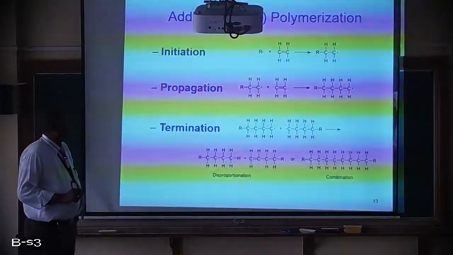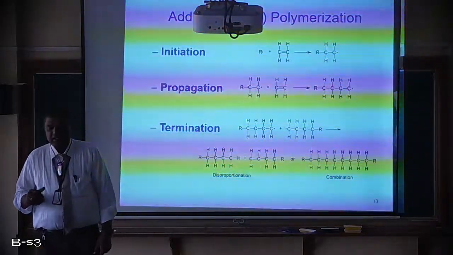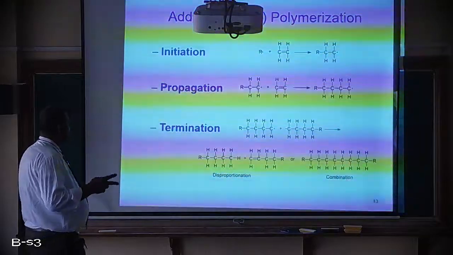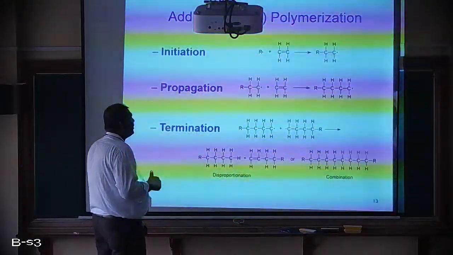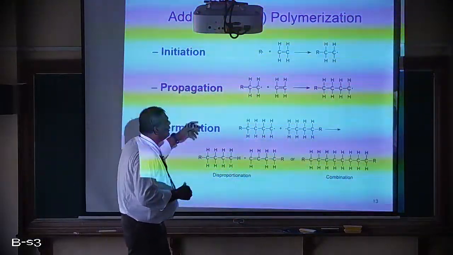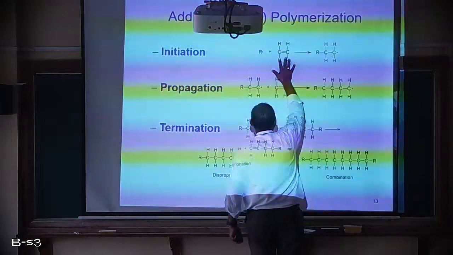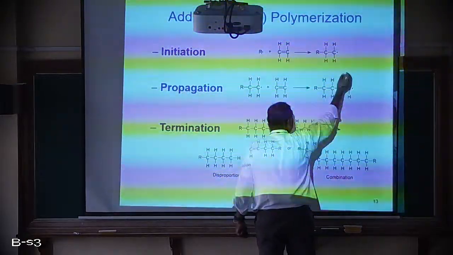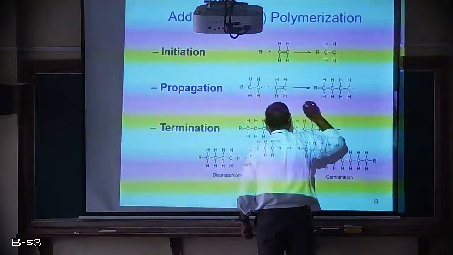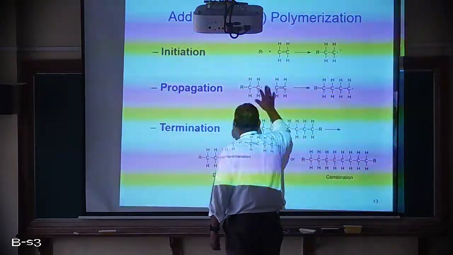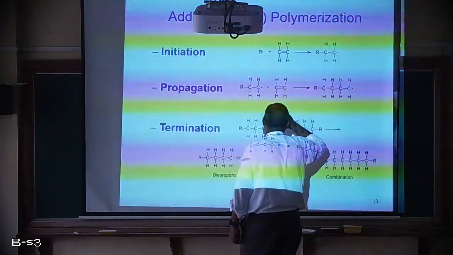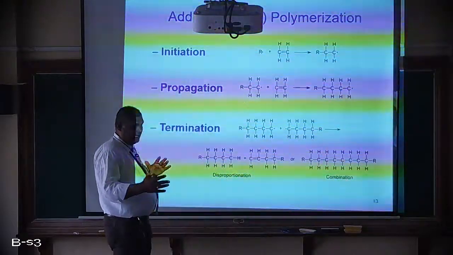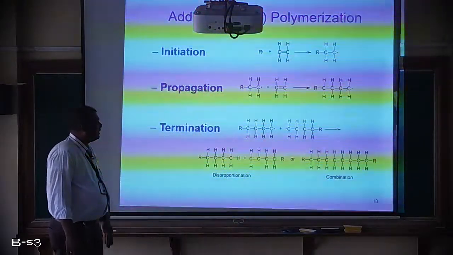Okay, so any polymer has 3 things: initiation, propagation, and termination. This propagation is nothing but, so this is a single monomer. If you want to convert this single monomer to a polymer, the catalyst has to give an initiation. After that it increases the polymerization, which is called propagation. Then this propagation has to end at the end, and that is called termination.